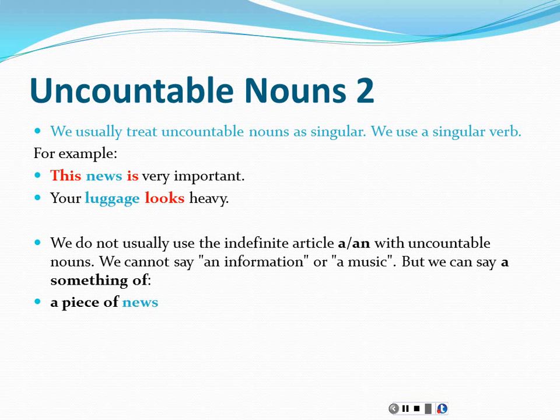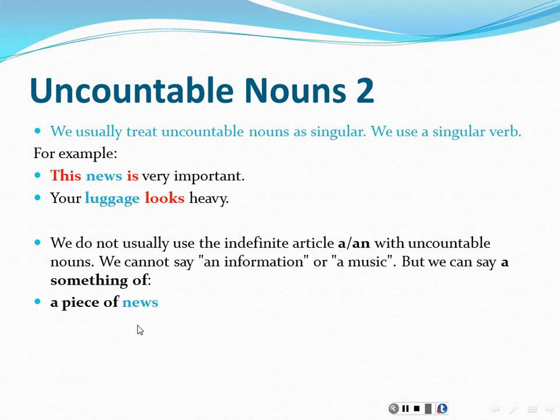Because we use a with piece, not with the news. يعني البيس تستخدم, الA تستخدم هنا أداة التنكير تستخدم مع piece, مع هذه الكلمة قطعة. A piece, قطعة أو جزء, جزء من. فإذا هنا نستخدم A مع a piece, not مع news.